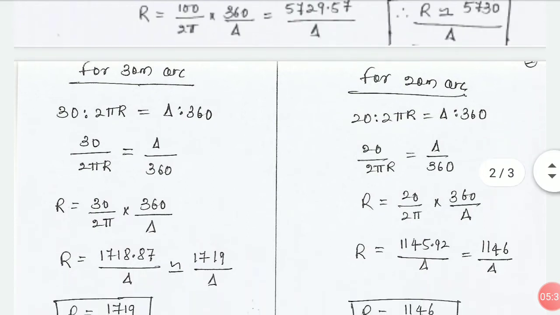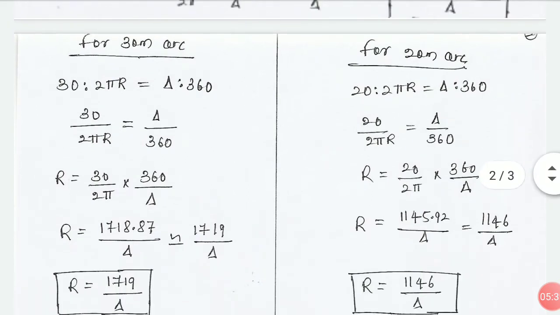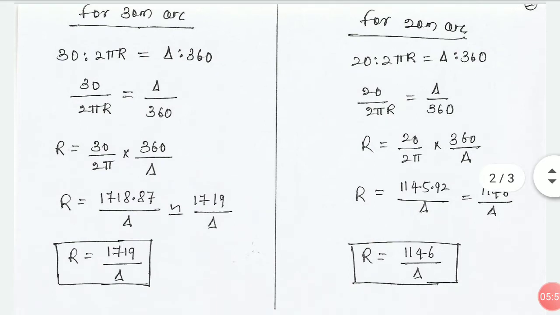So if I am using metric tapes, what will be the relation between radius and degree of the curve? See here. If I use the 30-meter metric chain, again from the same proportion, 30 will be the circumference of the arc, 2 pi r will be the circumference of the circle, delta will be the degree of the curve, and 360 will be the total degree of the circle. So if it is a 30-meter metric chain, then r is equal to 1719 by delta. If I am using a 20-meter metric chain, and my arc is 20 meters long, then the relation between radius and degree of curve will be 1146 by delta.